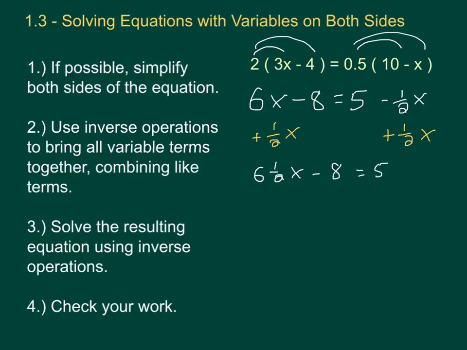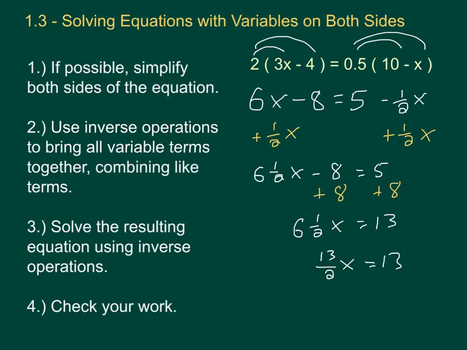And now I have an equation that I can solve. I'm going to use inverse operations, go backwards through the order of operations, so I have to add 8 to each side, which brings me to 6 and 1/2 x equals 13. And that's actually tough to divide by a mixed number, so I'm going to turn that into an improper fraction by doing 2 times 6 is 12, plus 1 is 13, so I have 13 over 2 x equals 13.